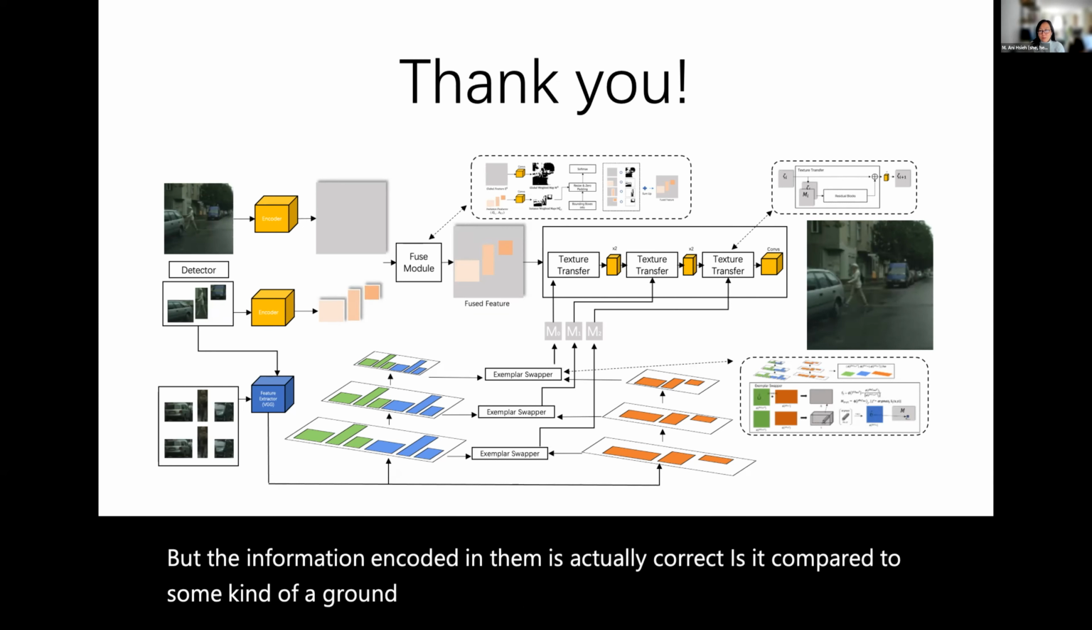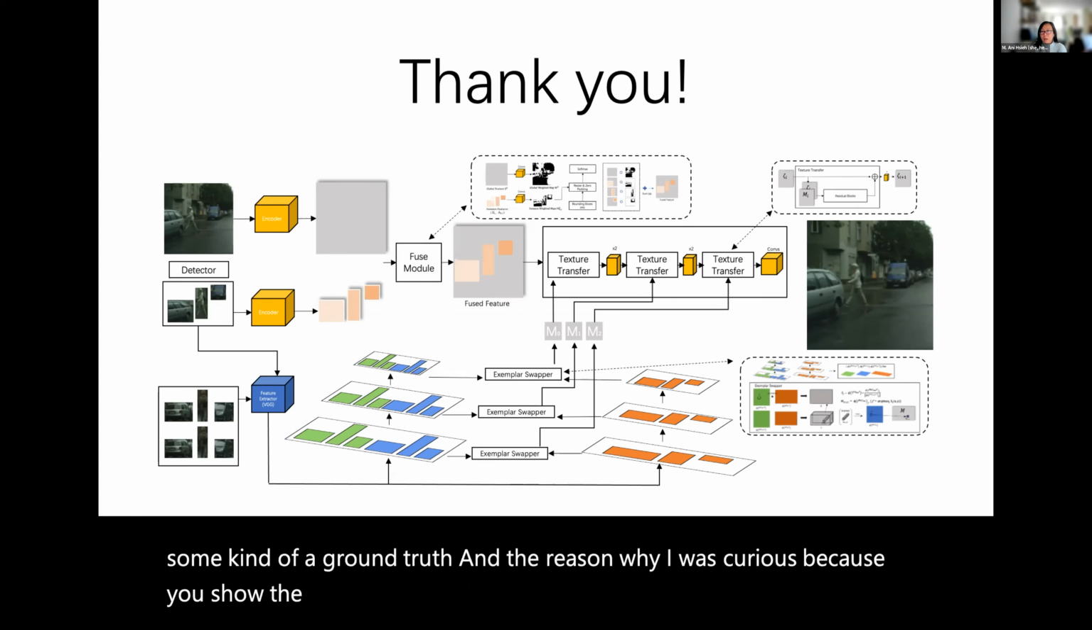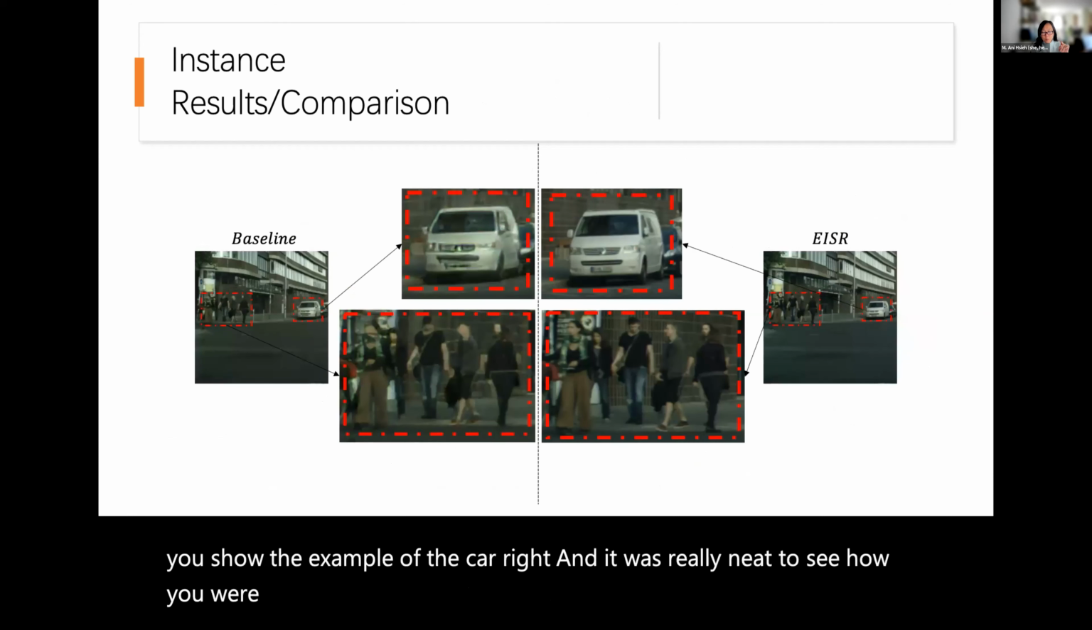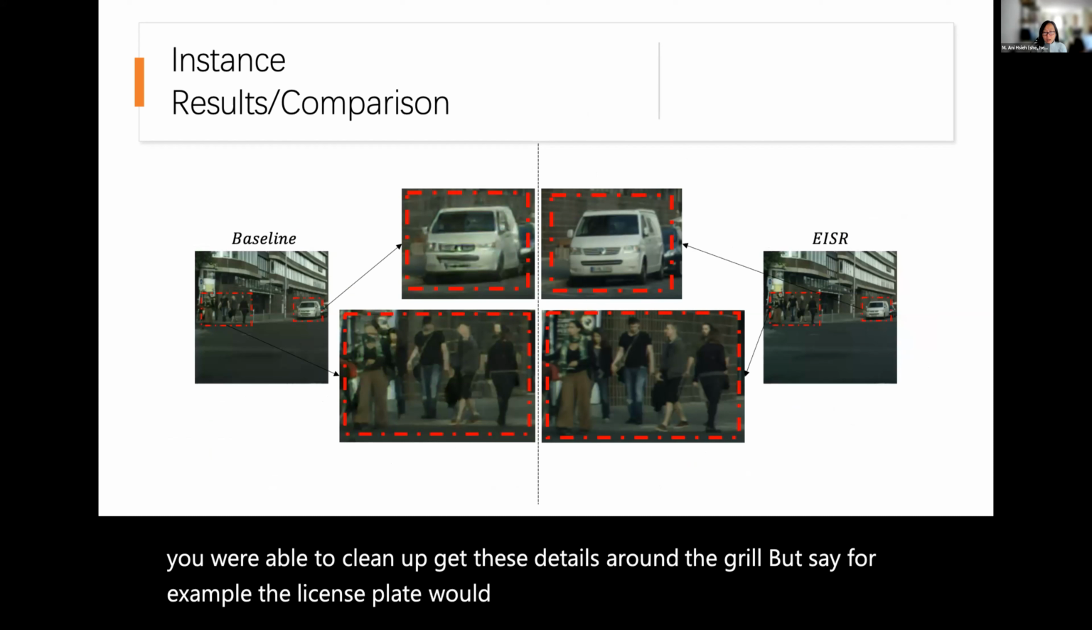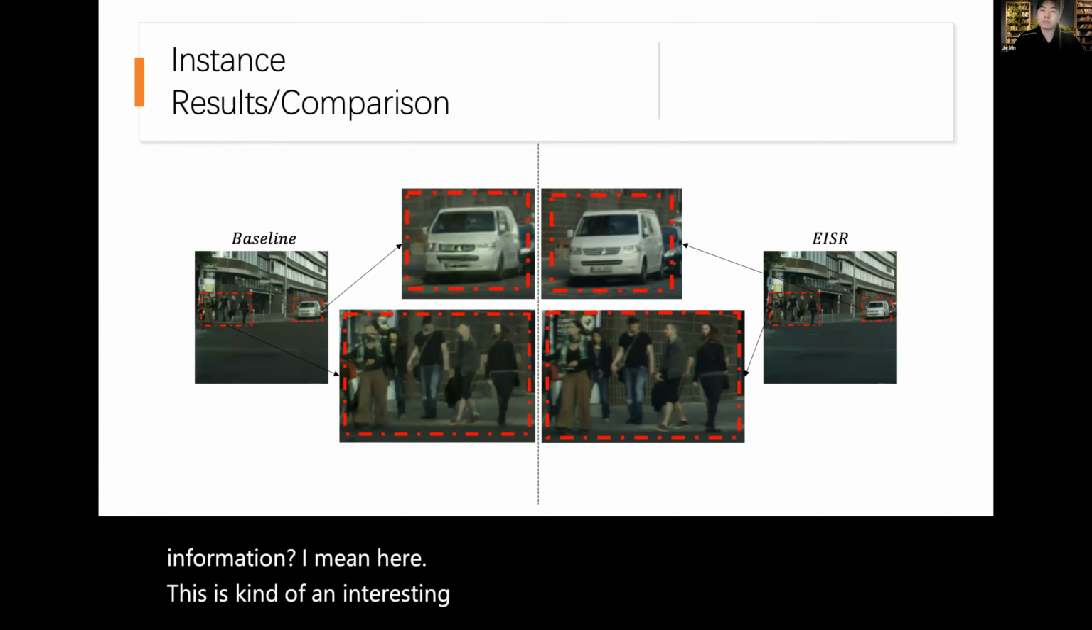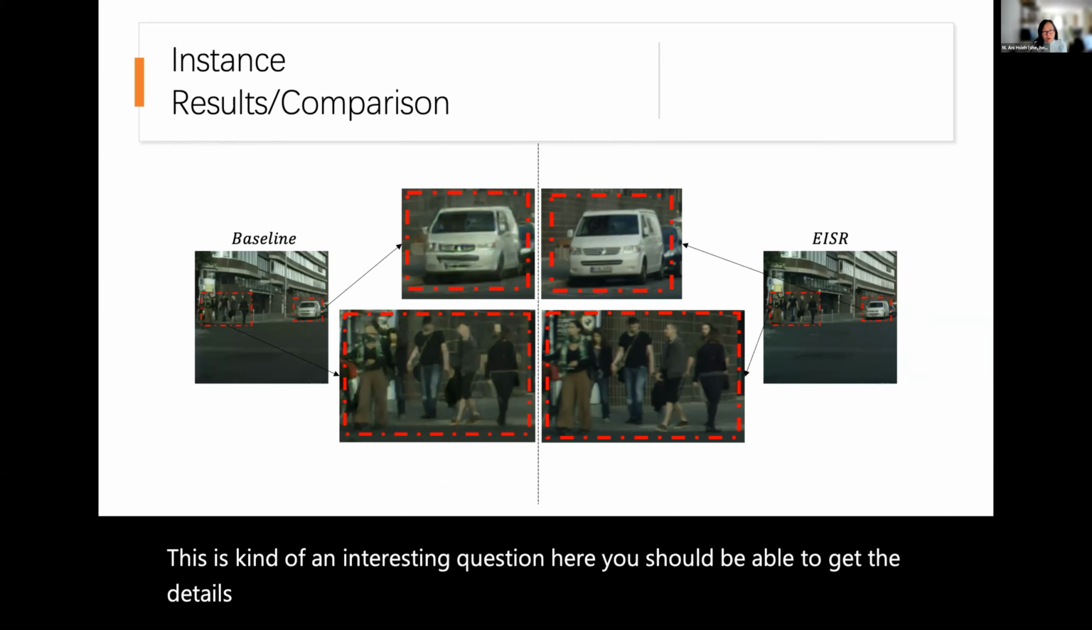And the reason why I was curious is because you show the example of the car, right? Yes. And it was really neat to see how you were able to clean up and get these details around the grill. But say, for example, the license plate, would you actually be able to get the information? This is kind of an interesting question here. Would you be able to get the detail to that? Have you thought about comparing it to ground truth, I guess is what I'm asking.